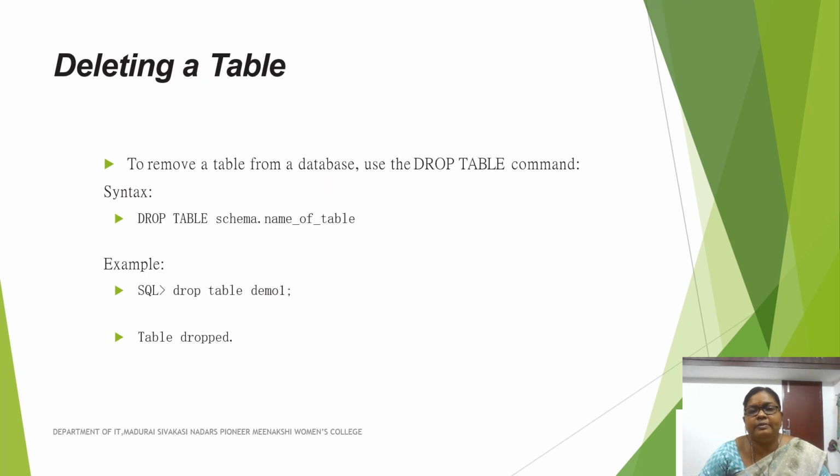Deleting a table. This is the final manipulation when it comes to a table. If we want to delete a table from a database, you can use the drop table command. So drop table, table name. The schema name is optional here; you need not mention it. Schema name is not mandatory, but schema dot name of the table is the syntax. So drop table, name is demo1, the table is dropped.